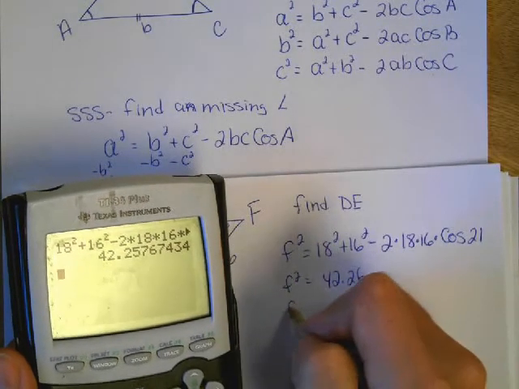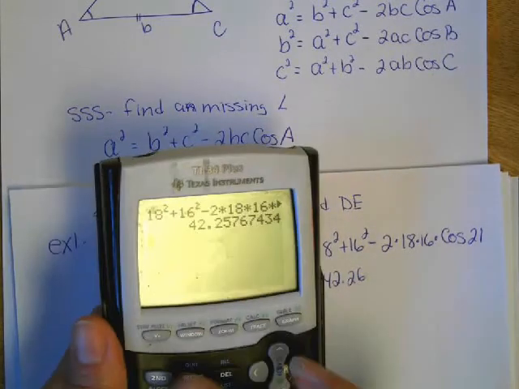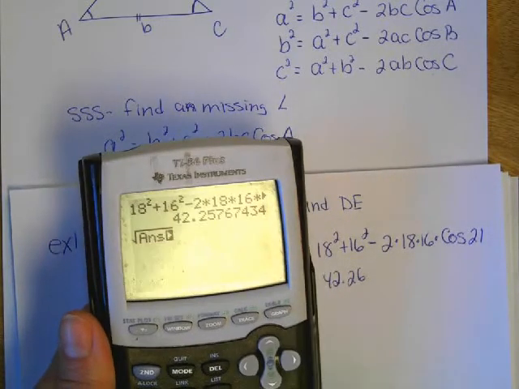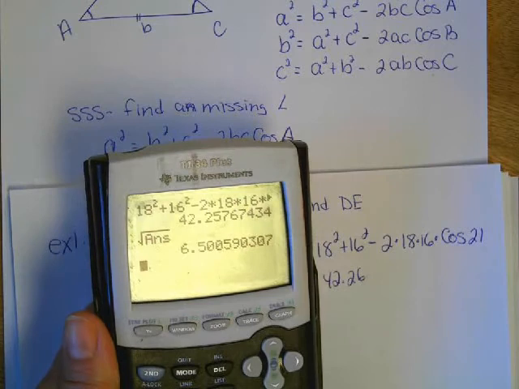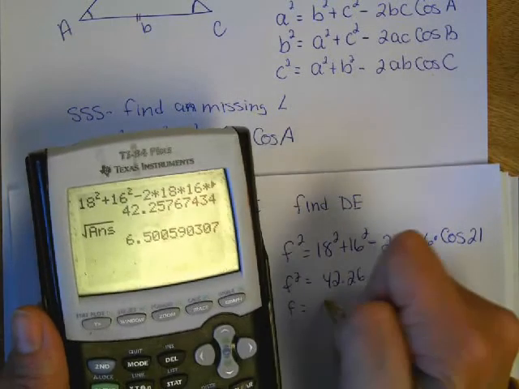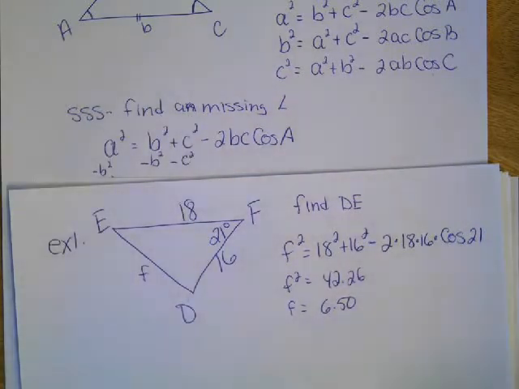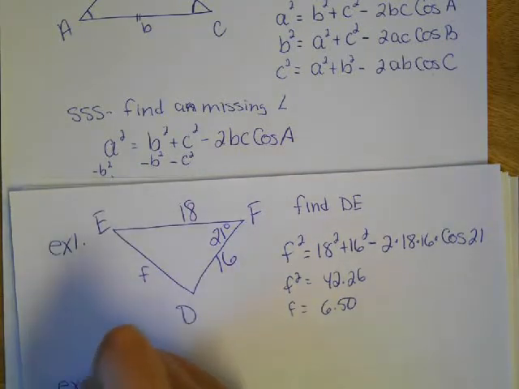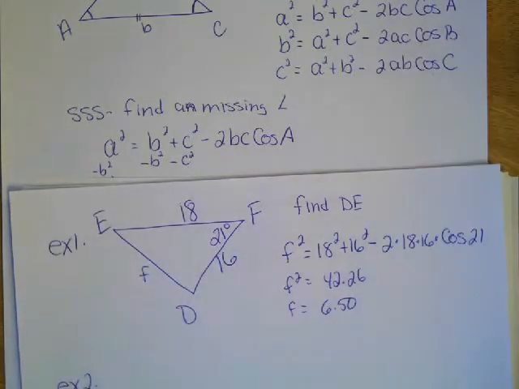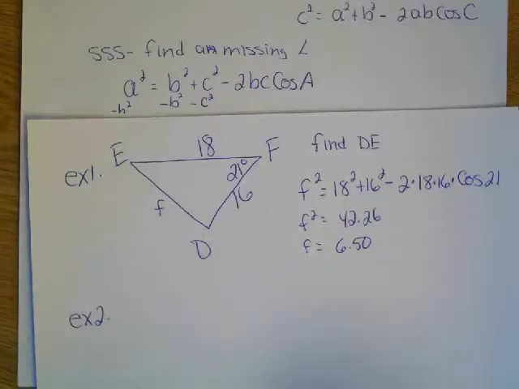So notice, this is F squared, 42.26. To get F, opposite of squaring is square rooting. I'm just going to square root that last answer and get 6.5. So F is about 6.50. And that's it. If you see the pattern in the formula, they're not bad. And then take your time with the calculator. Let's practice a couple more.